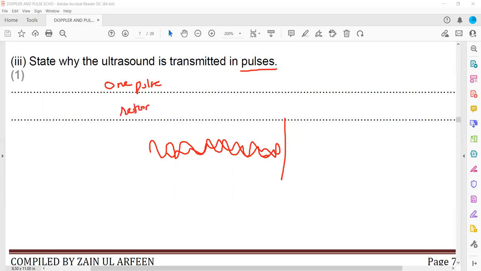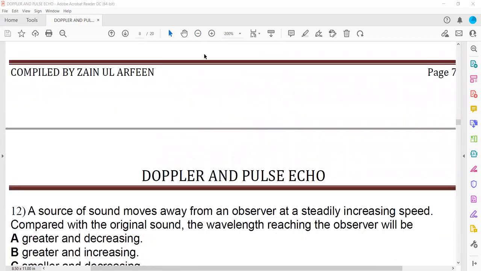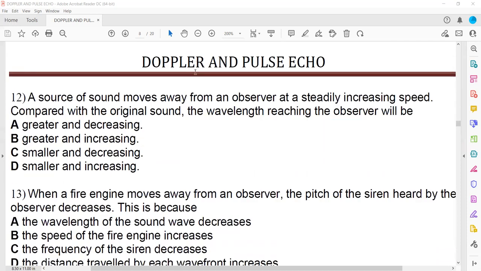So one pulse must return before we send the second pulse, so that they don't mix with each other and we can easily identify. Otherwise, it won't be easy to identify which one is the reflected pulse.